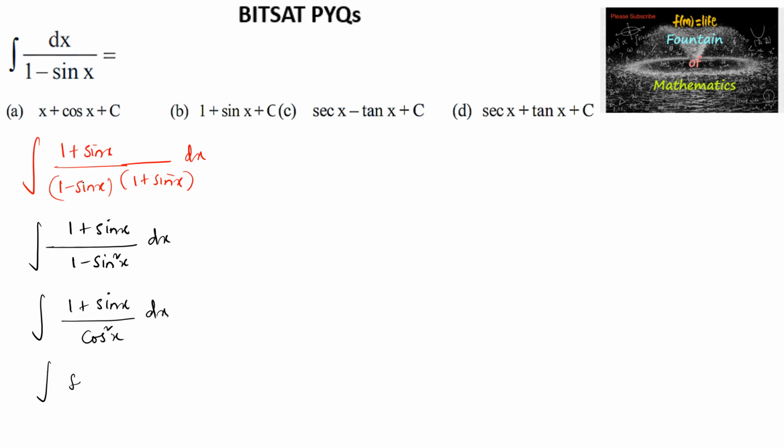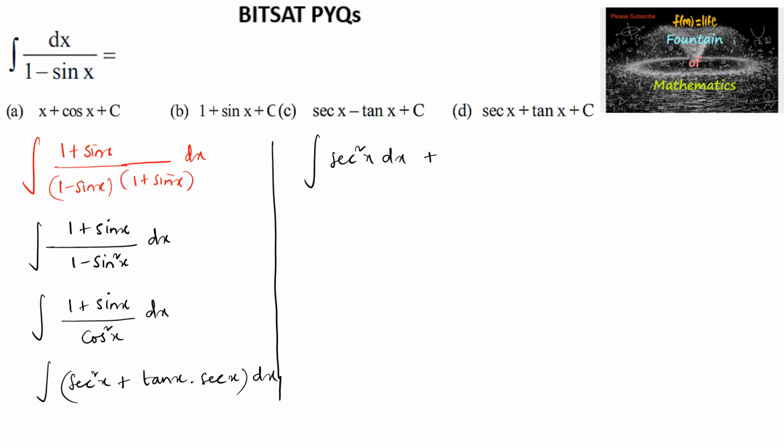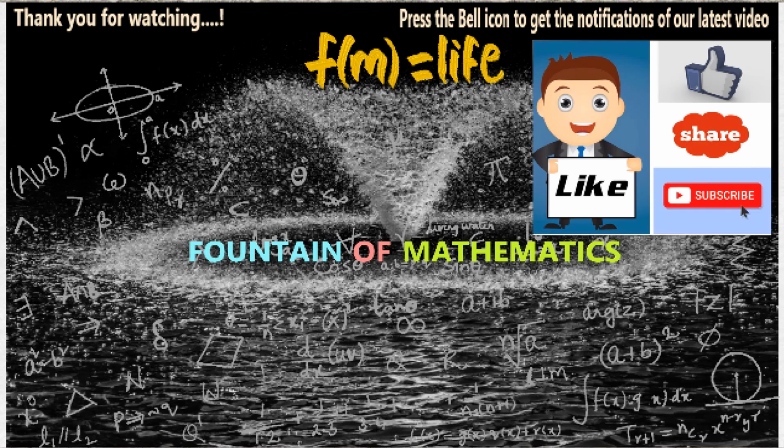Which is equal to 1 upon cos square, which is secant square x, plus sin x upon cos x, which is tan x, into 1 upon cos x, which is secant x. So we can write integral secant square x dx plus integration of secant x into tan x dx. Integration of secant square x is tan x, and integration of secant x tan x is secant x plus c. So we can go with the option secant x plus tan x plus c, which is option D.